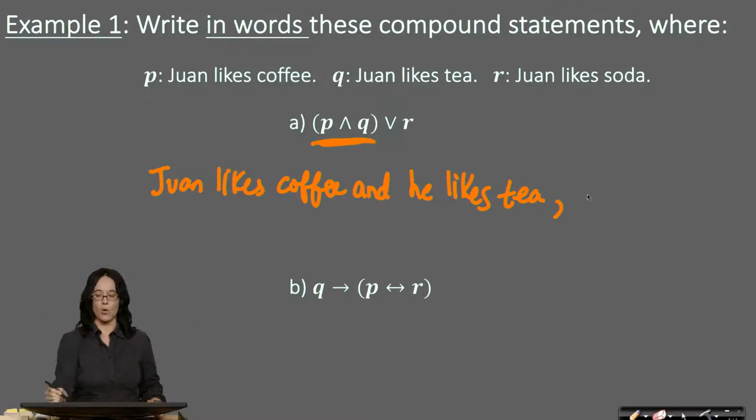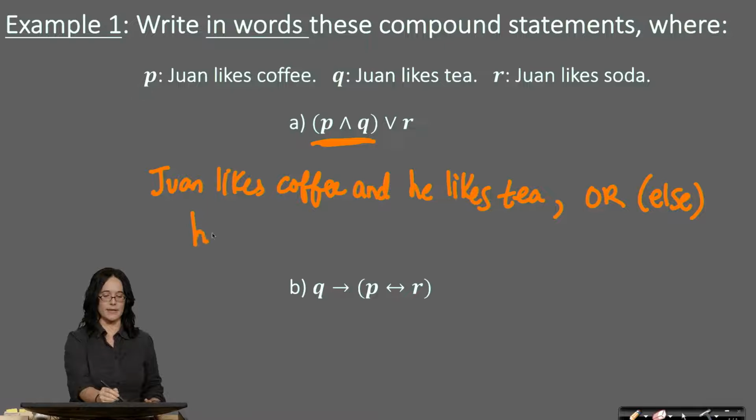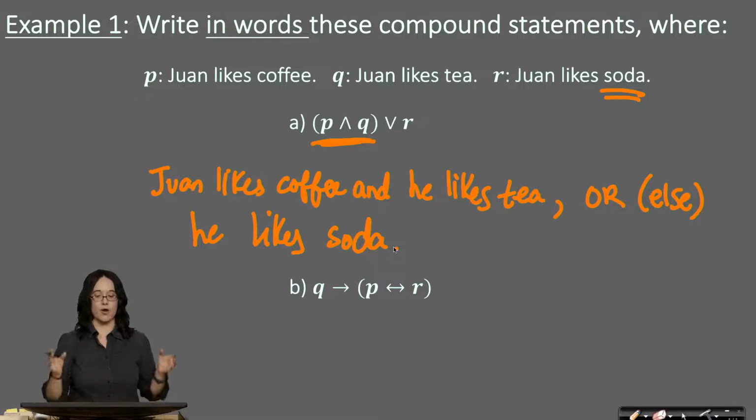Okay? Or, and sometimes in English we'll use the word else, so I'll put that in parentheses when we use an either or statement. So, or else, he likes soda, because that is statement R, right? So this is saying he likes coffee and tea, both, right? He likes both of those things, or else we know he likes soda. Now, with the or statement, keep in mind, only one of them has to be true for that to be a true statement. We'll talk more about that in future videos, okay?